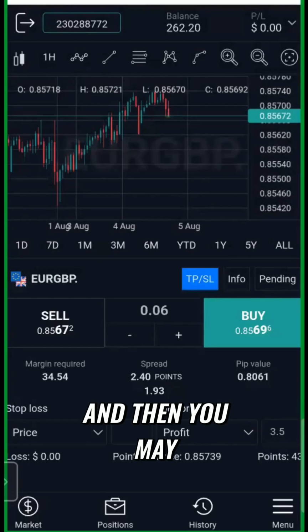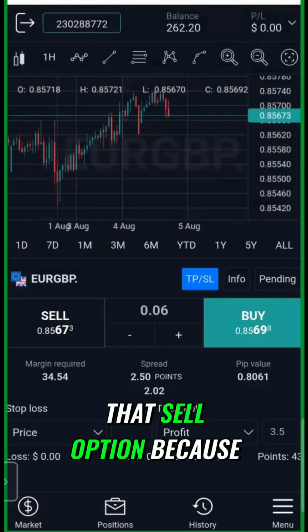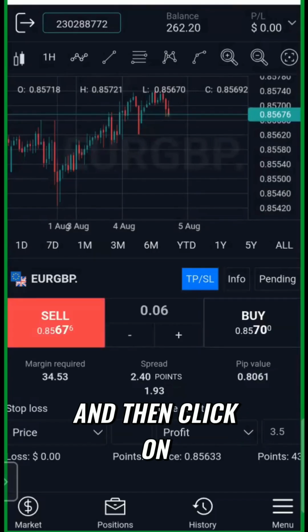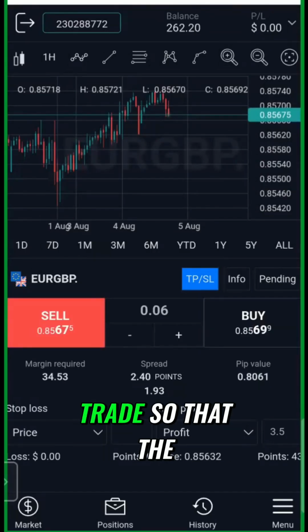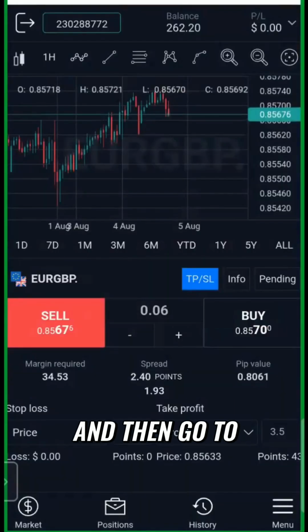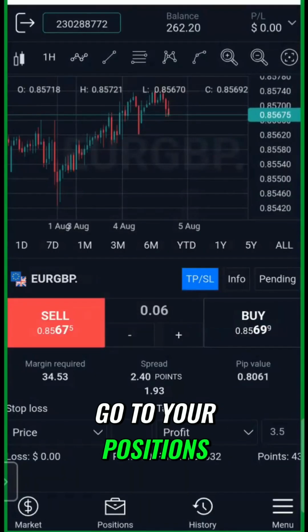Click apply. And then you may want to click on that sell option because the market is going down. Click on sell, and then click on it again so that you can confirm your trade, so that the trade is going to go down. Click on sell and then click on OK. And then go to your positions at the bottom right away.